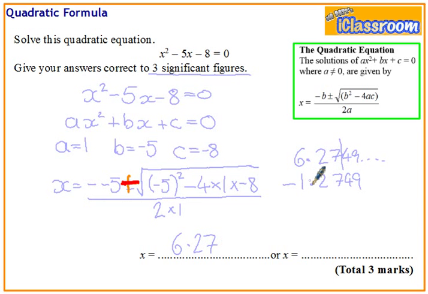3 significant figures, 1, 2, 3. 4 says stay the same, so here's my other answer, minus 1.27. And that is it. It really is just substitution for adults.